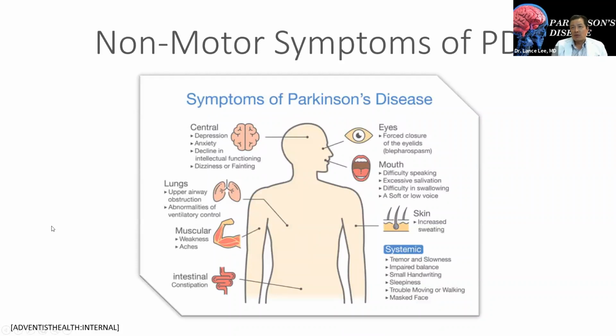These are some of the new concepts of the Parkinson's symptoms. Actually, we found out that a lot of Parkinson's patients have non-motor symptoms. And this is a summary of what other Parkinson's disease patients have told the doctors about what they go through. A good example is depression, anxiety, and even a lot of times they complain of dizziness.